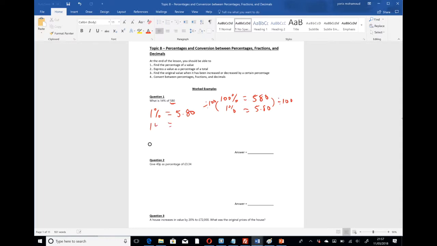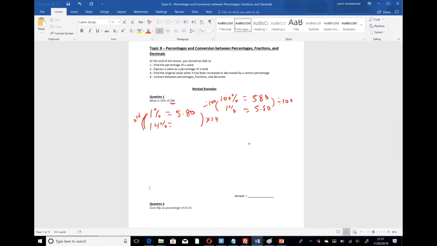And now you can find 14% relatively easily. All you have to do is 1% times 14 gives you 14%. So what you did on this side, you have to do to the other side. So you have to do 14 times 5.80. You can plug that in your calculator, 5.80 times 14, or you could just work it out as I'm going to do now.